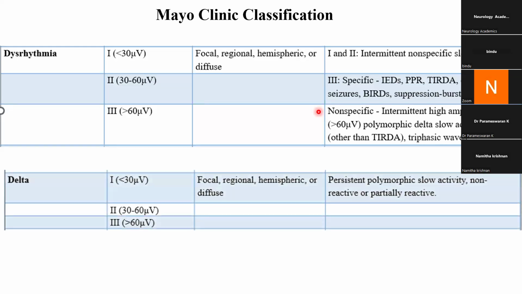Whereas delta is a continuous slowing which is seen throughout the record, which is divided into grade 1, 2, and 3 based on the voltage criteria. Less than 30 is grade 1, 30 to 60 is grade 2, more than 60 is grade 3, or this can be classified based on the visual impression. So these are persistent polymorphic slowing.